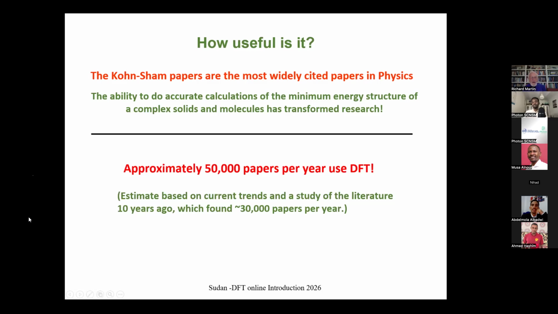Can you believe? I still find it hard to believe these numbers, but it's accurate that based on real counts of papers, like 10 years ago there were about 30,000 papers a year, and certainly now it's 50,000. I can't even imagine 50,000 papers, period, in all fields, but density functional theory is so useful that it's this widespread.